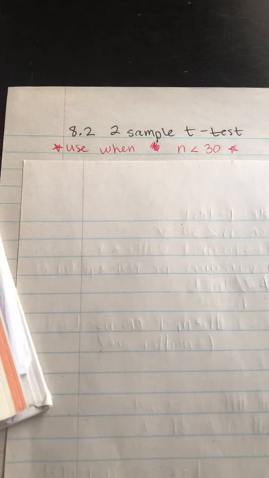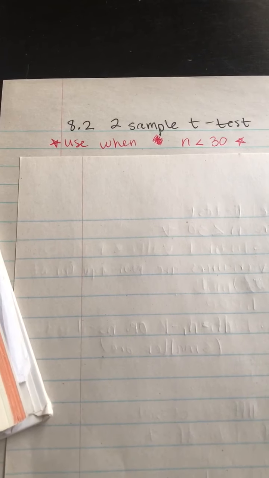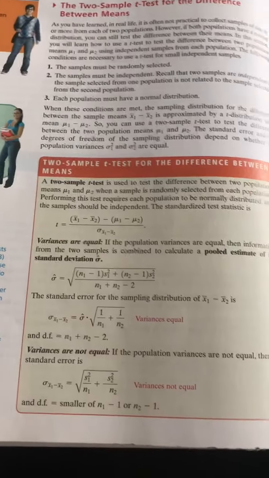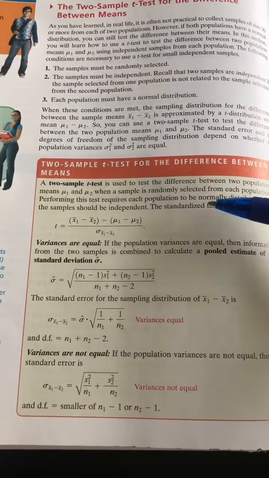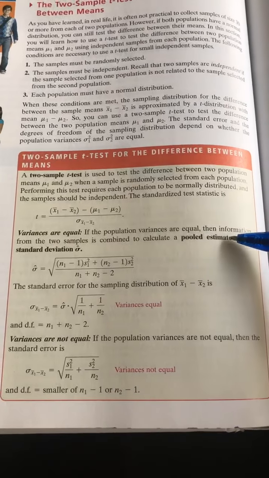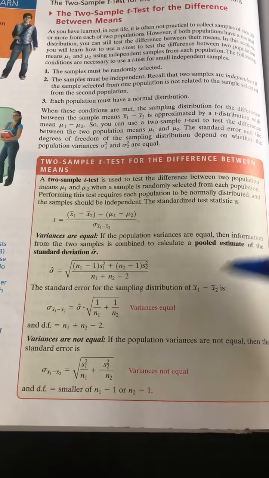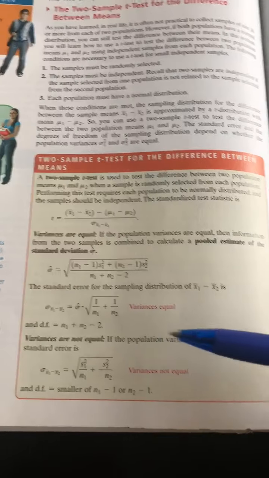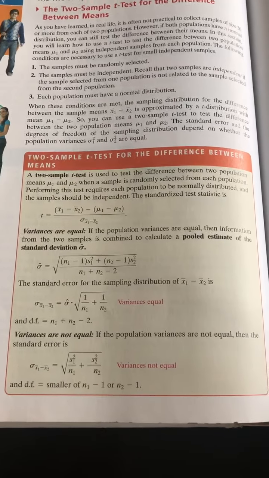And if n is more than 30, you use z. But if n is less than 30, you use t. And then if you read in your book, there's 2 ways of doing it. One of them is assuming that your variances are equal, and that's called pooled. And the other way is assuming the variances are not equal, and that would be not pooled.